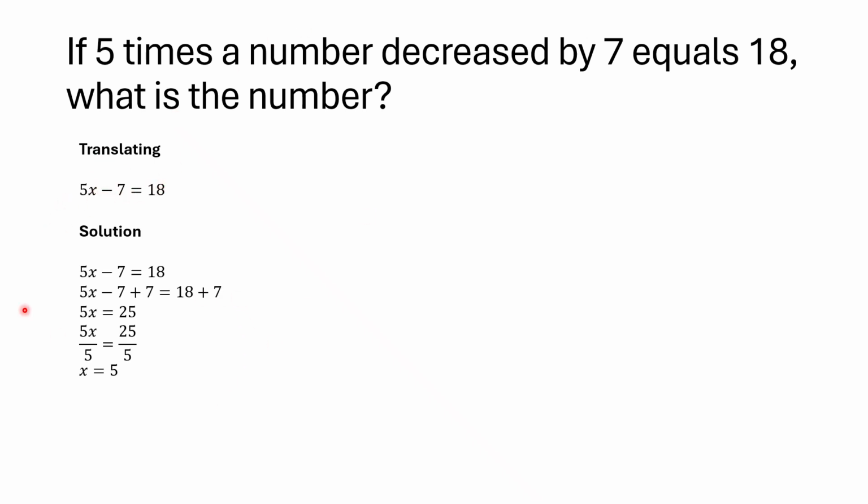Now, let's have the solution. The solution will lead us to adding 7 both sides. So, when you add 7 both sides, you'll have 5x equal to 25. And then dividing both sides by 5, the answer is 5.